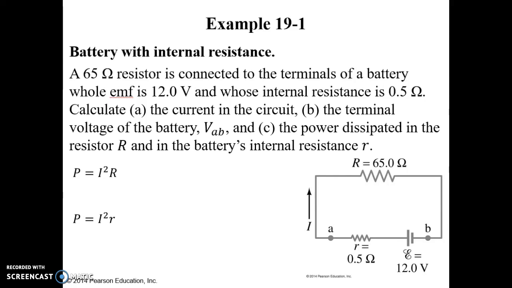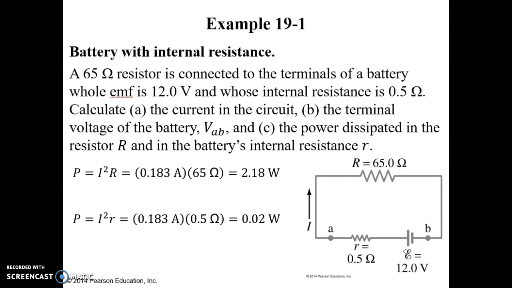The last step is to solve for the power dissipated by the external and internal resistance. We can use this equation, P equals I squared R. Plug and chug to get power dissipated across the external resistance to be 2.18 watts and the internal resistance to only be 0.02 watts.